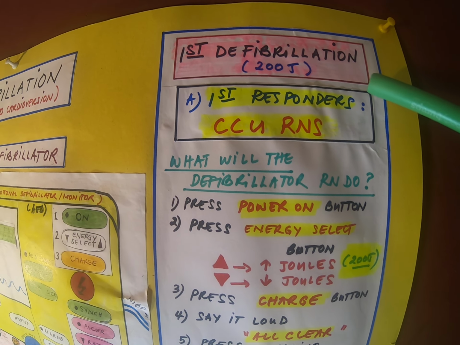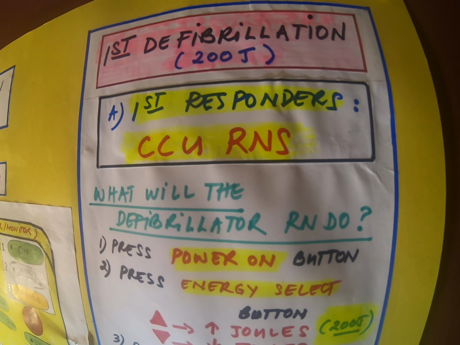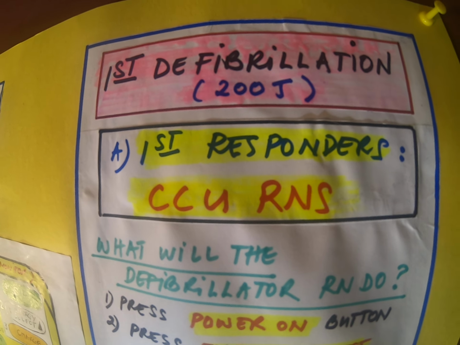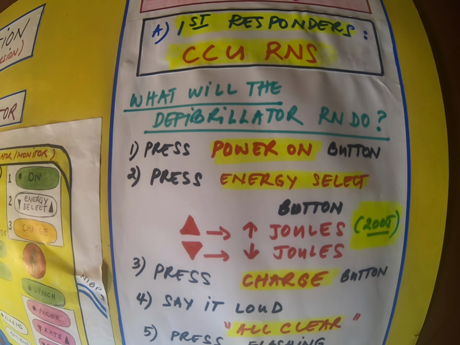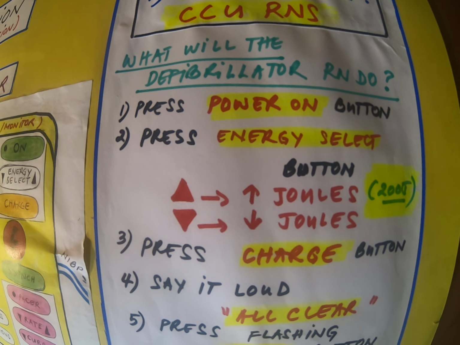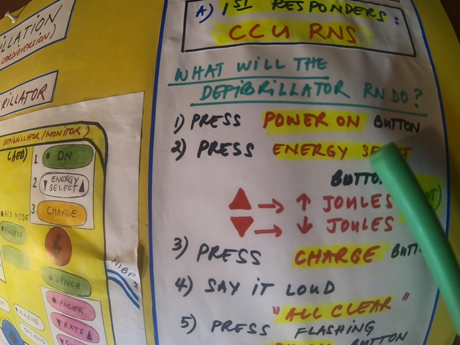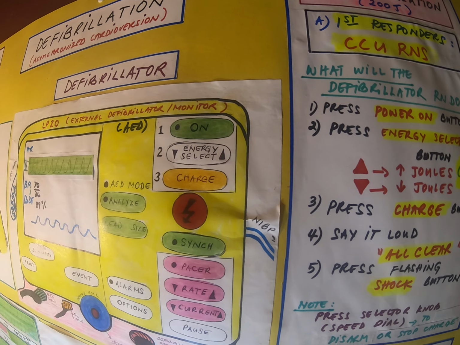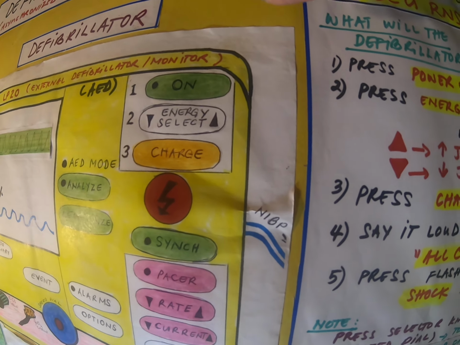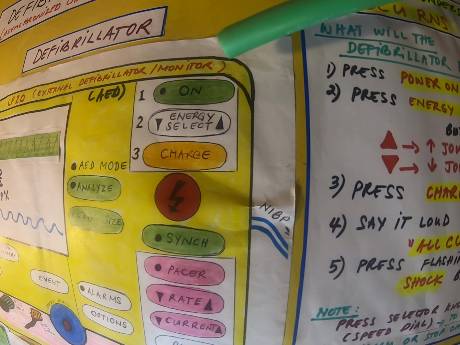So we're going to do the first defibrillation attempt here. The first responders are the CCU RNs, and we will be dealing with our first defibrillation, which is 200 joules. So what will the RN do? The defibrillator RN will press the power button on. We will press this power button on here.